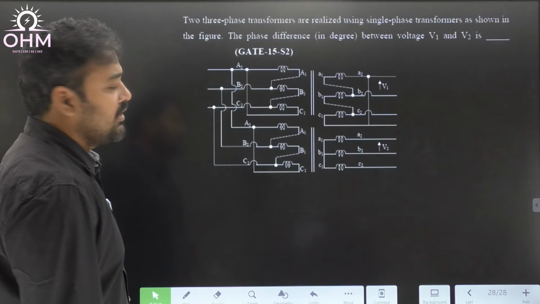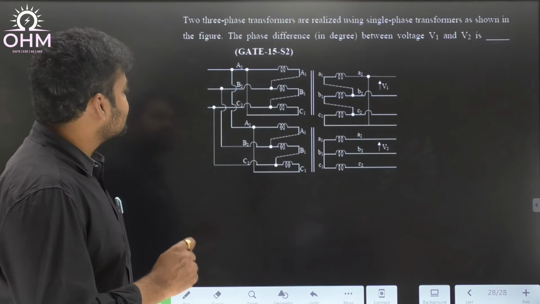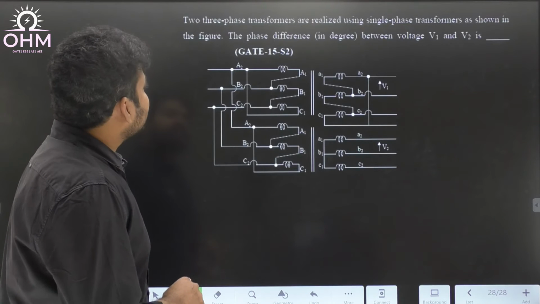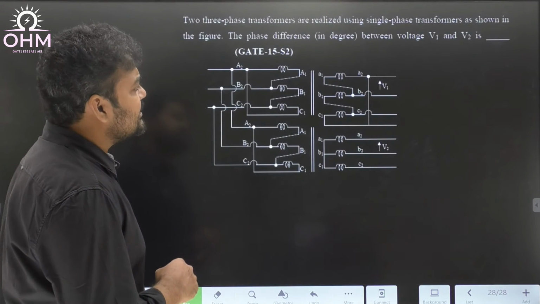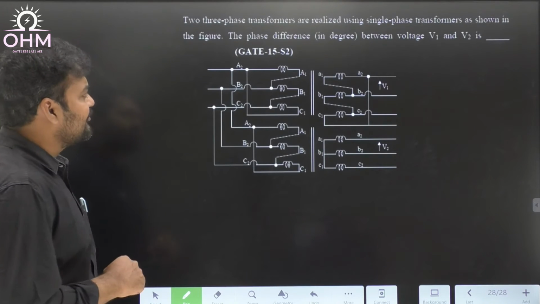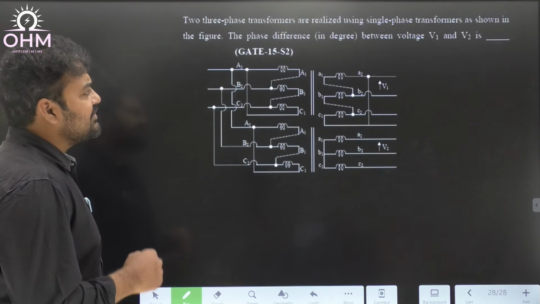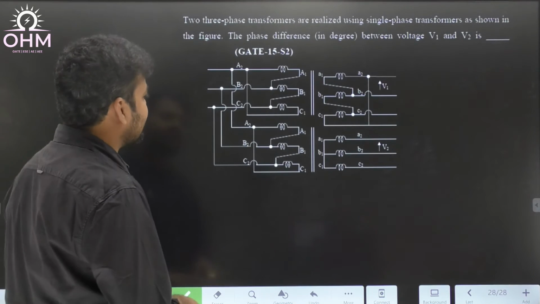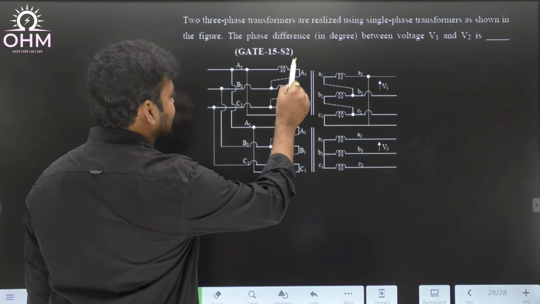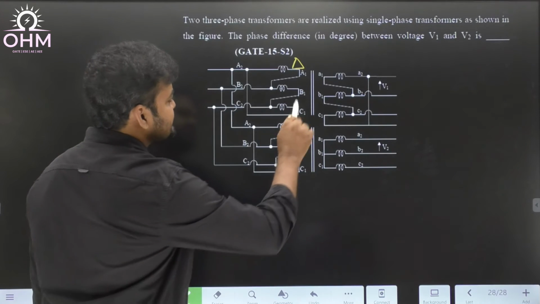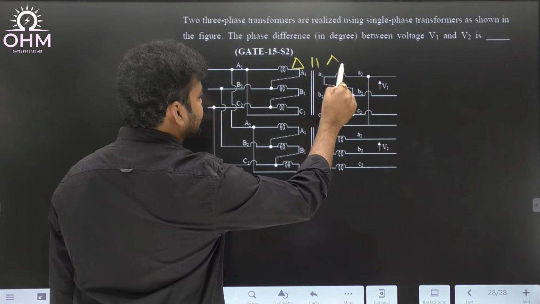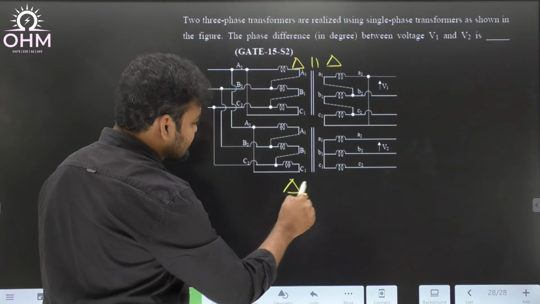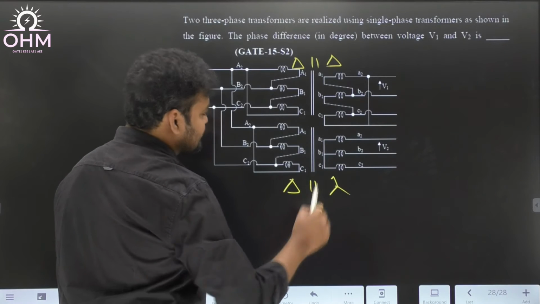Okay, right. Okay, so the next question we have, this is also from GATE 2015 question paper. So read the problem. Two three-phase transformers are realized using single-phase transformers as shown in the below figure. What is the phase difference between V1 voltage and V2 voltage? Okay, there are two transformers you can understand. The first transformer, this is a delta connection. Clearly you can understand. Secondary is also a delta connection, isn't it? Whereas coming to the second transformer, primary is a delta connection, but secondary is a star connection.